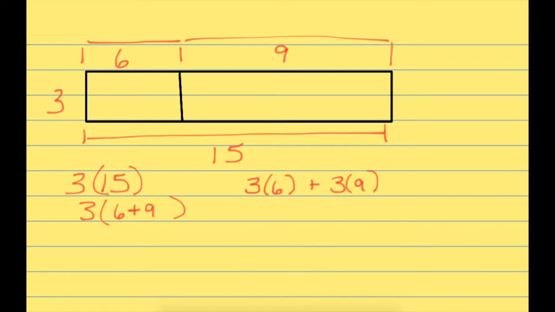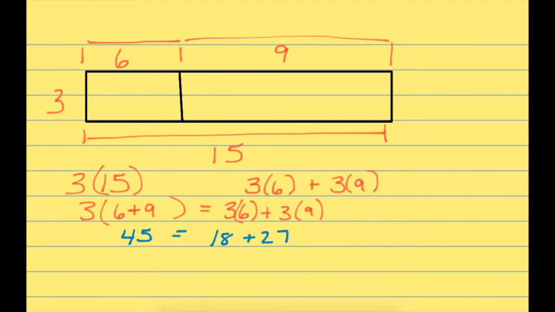And what the distributive property tells us, and what we can see from the diagram, is that 3 times the quantity 6 plus 9 should be equal to 3 times 6 plus 3 times 9. And a quick check will tell us that's true. In both cases, we get 45. We get 45 straight out on the left. On the right, we get 18 plus 27, which is also equal to 45.